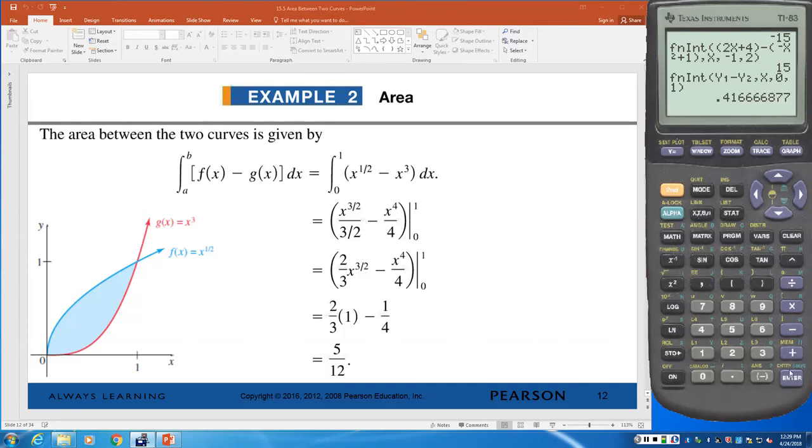Now, if you ask it to do that as a fraction to start with, it says, no, that's too much trouble. I'm not doing that as a fraction. But 5/12 is 0.4166666, so it's still the same answer. So I don't care if you tell me the answer is 5/12 or if you tell me the answer is 0.416 repeating. Either one is fine. It's the same answer. Once again, be sure you go from 0 to 1, not from 1 to 0, or it'll make your answer negative.